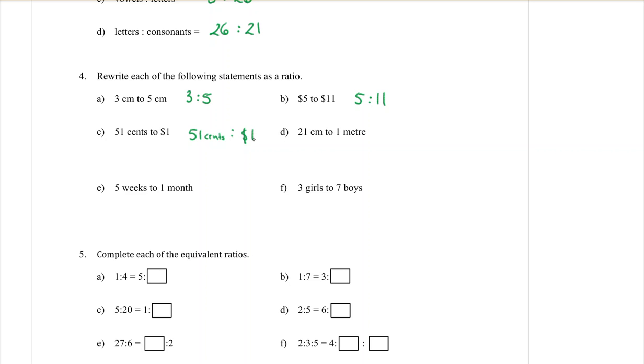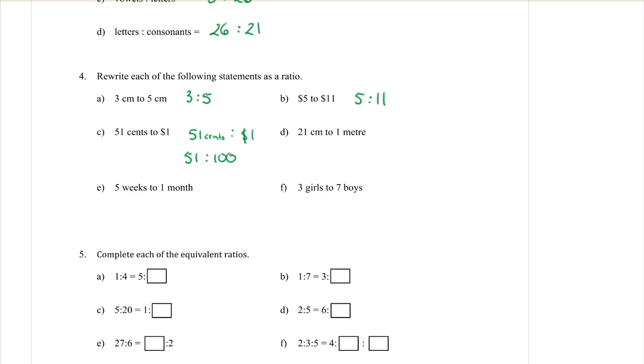So it's usually easiest if you change the bigger unit into the smaller one. So the bigger unit is dollars. Dollars are bigger than cents, right? So there is 100 cents in every dollar, so let's change that to 100 cents. So it'd be 51 to 100, and I no longer need to write cents because they are now both in the same unit.